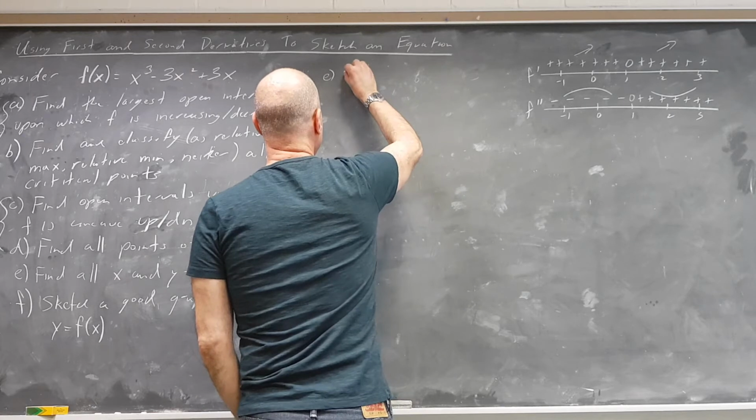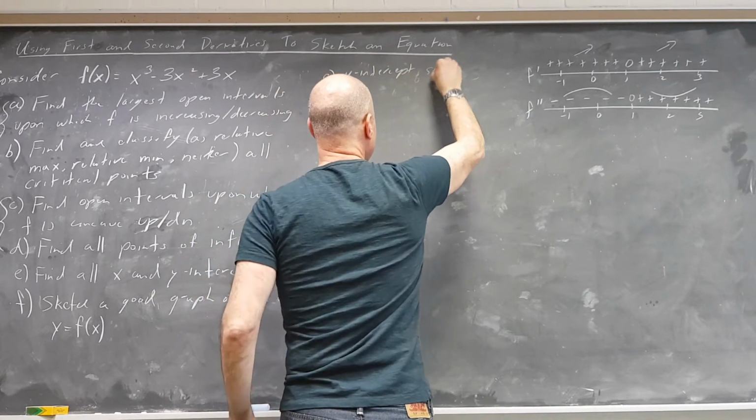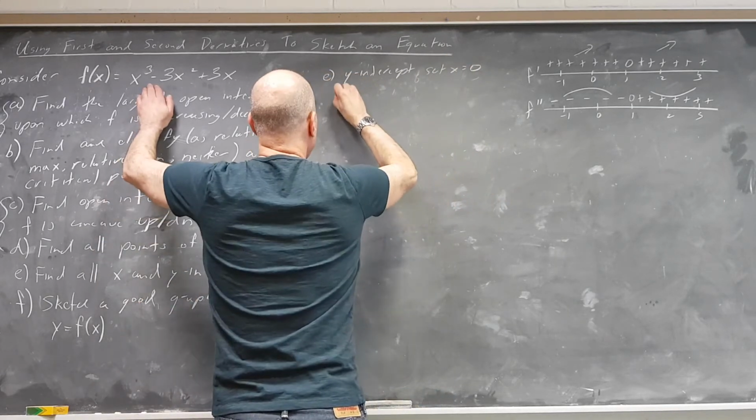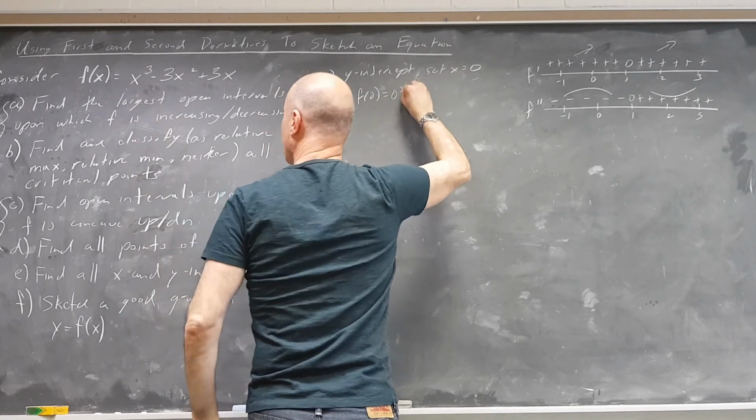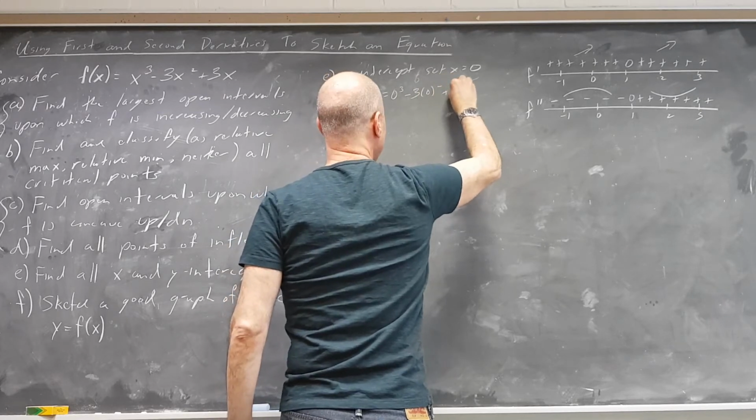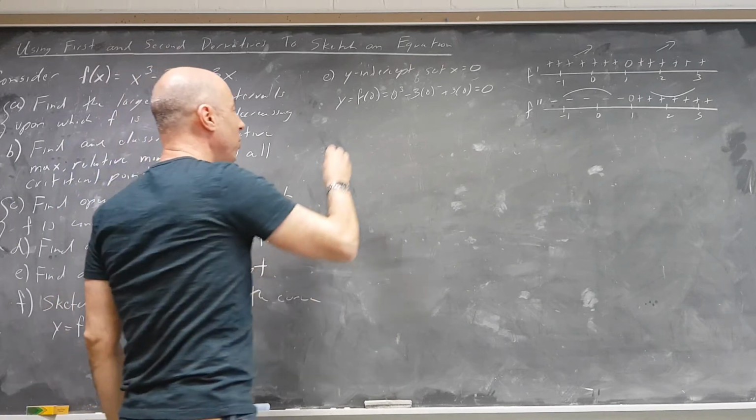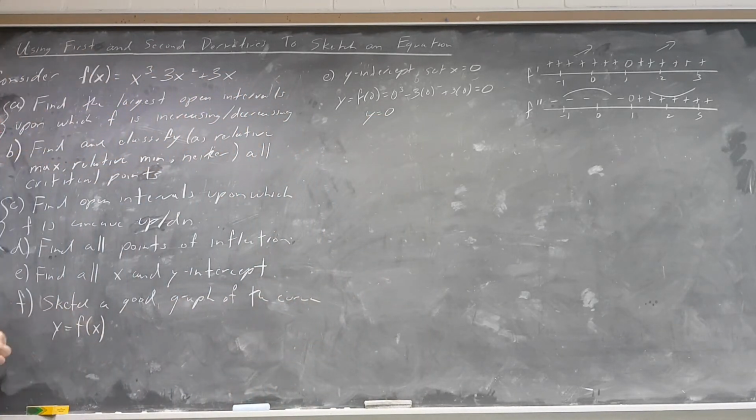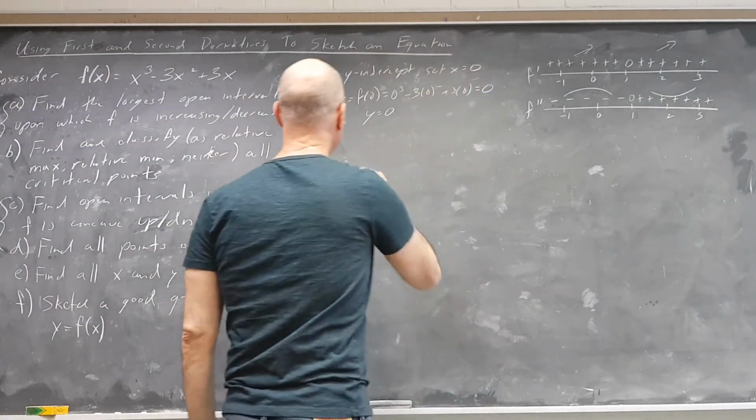For your y-intercept, we're just going to set x equal to 0. So y equals f of 0 equals 0 cubed minus 3 times 0 squared plus 3 times 0, which on a good day equals 0. So y equals 0 is our y-intercept. For our x-intercept, and there could be more than one, it could certainly cross the x-axis more than once.